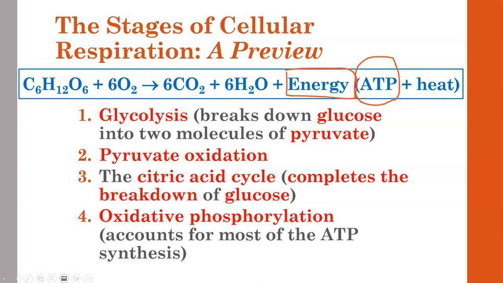It starts with the process of glycolysis. Glycolysis is the breakdown of the glucose into two molecules of pyruvate. Next is pyruvate oxidation. Then the citric acid cycle, which is where the breakdown of glucose is completed. And finally, oxidative phosphorylation, which is where the big payout of ATP synthesis occurs.